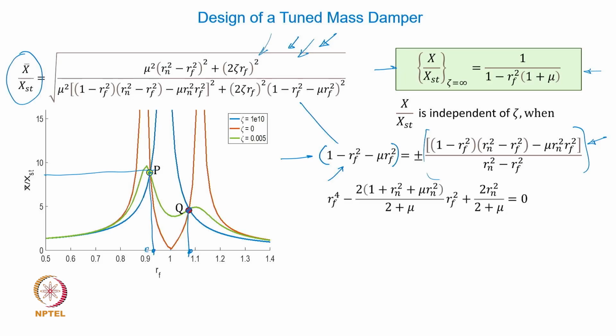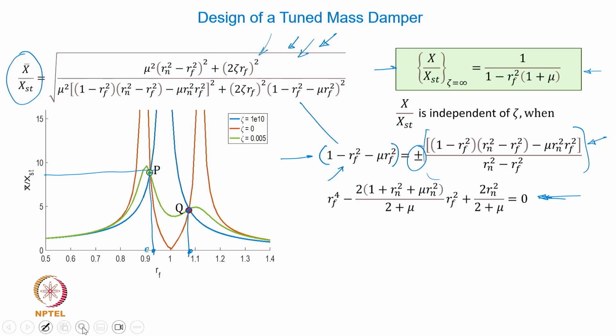But if you use negative sign, you get this expression, and it's quadratic in RF square. You will get two values of RF, which are expectedly for the 2 points P and Q, right? One of these two signs gives you one value of RF, and you find out which one, but the other sign gives you a quadratic here, and if you solve, you will get two possible RF values, RF1 and RF2. Is that clear to you?